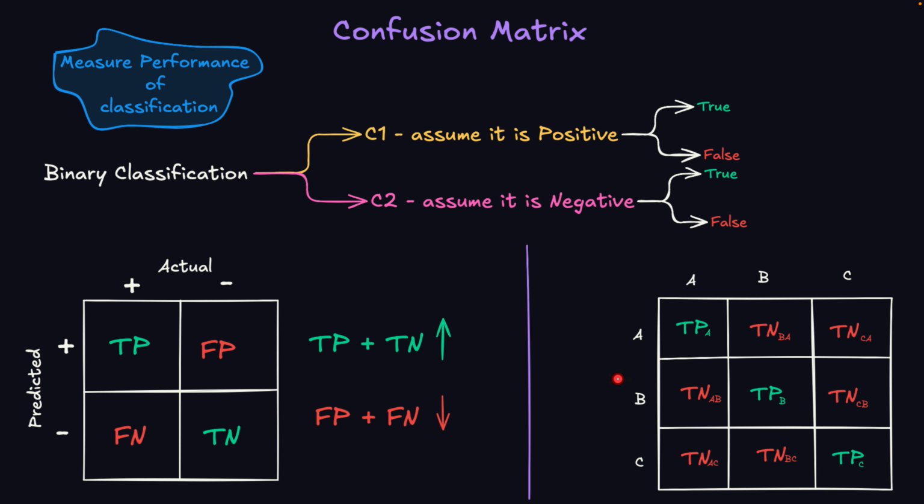Okay, so like I said, we can use this confusion matrix to derive some metrics, and those metrics can be used to measure the performance of classification model. But I'm not going to talk about them in this video. I'll be covering them in the later videos.